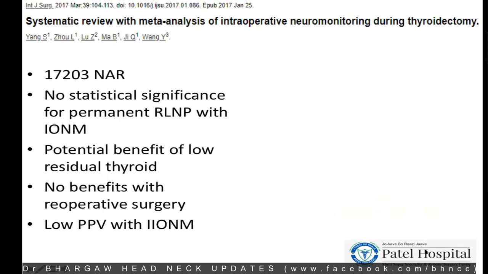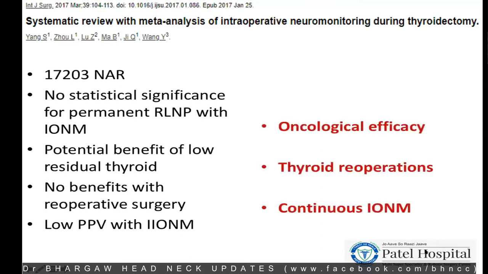So another meta-analysis, again, about 17,000 nerves at risk. What it shows is that for permanent recurrent laryngeal nerve palsy, there was no statistical benefit. There was a potential benefit for low residual thyroid. So in reoperations, they did not find any benefit. But if you had a low residual thyroid, there was a possibility, yes, that you could make the surgery more oncologically efficacious, which is a secondary indicator.